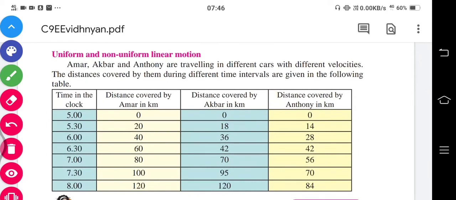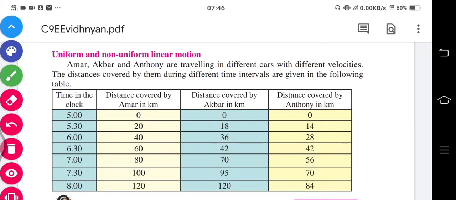Uniform and non-uniform linear motion. Okay, so what is meant by uniform? Have you heard the word uniform before? Yes, correct. So uniform motion is the motion in which a body covers equal distance in equal intervals of time. So what we mean is, in equal intervals of time, equal distance will be covered. That's called uniform motion.